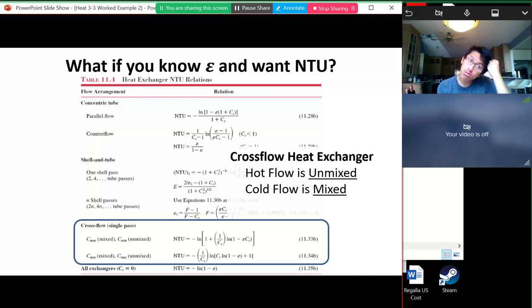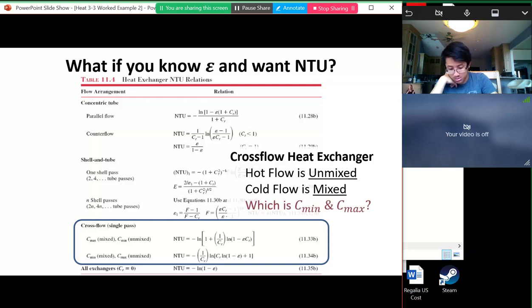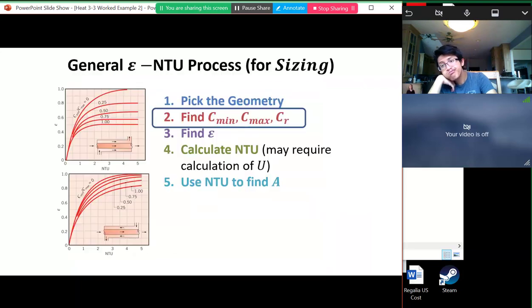I know that my hot flow is unmixed and my cold flow is mixed, but that's not how these equations are set up. These equations are set up based on whether C min is unmixed and C max is mixed or unmixed. So I need to know if my hot flow is C min or if my cold flow is C min, and then I can pick the right correlation here. So I need to know which of my fluids is C min and which of my fluids gets C max. That's the next thing on my list.